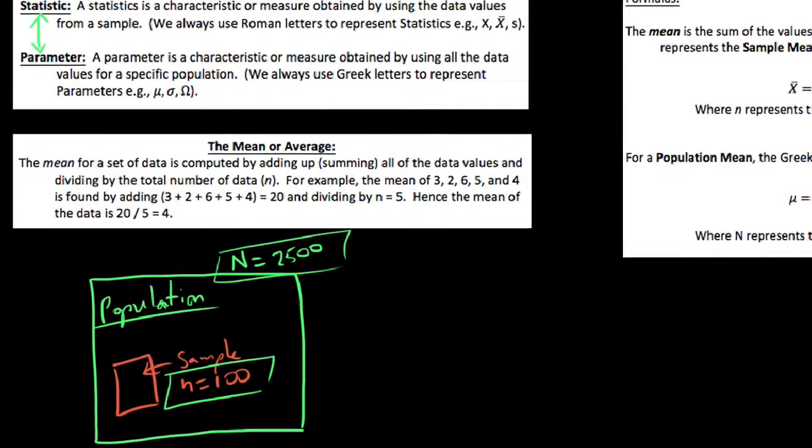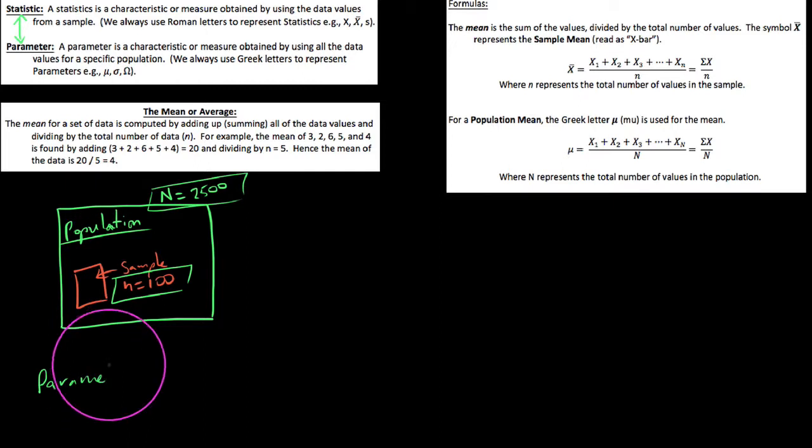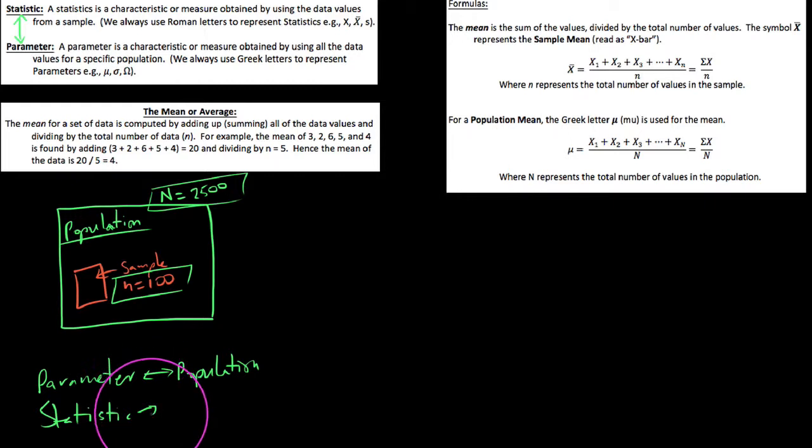You can always remember it this way: parameter starts with a P, and parameter goes with population. So it is a measure about the entire population, whereas a statistic is something that refers to a sample. I always remembered this by thinking P goes with parameter and population, and sample and statistic both start with S, so they go together.